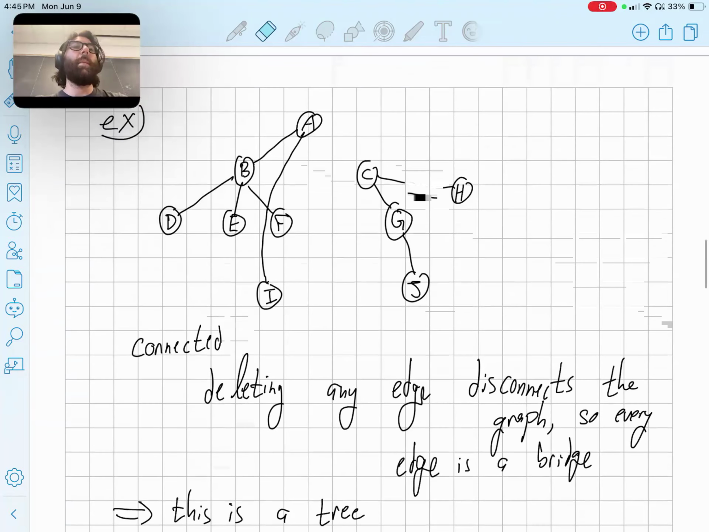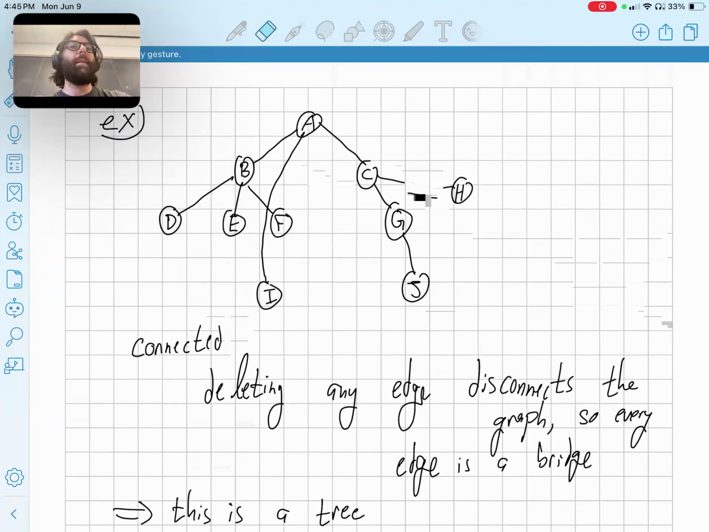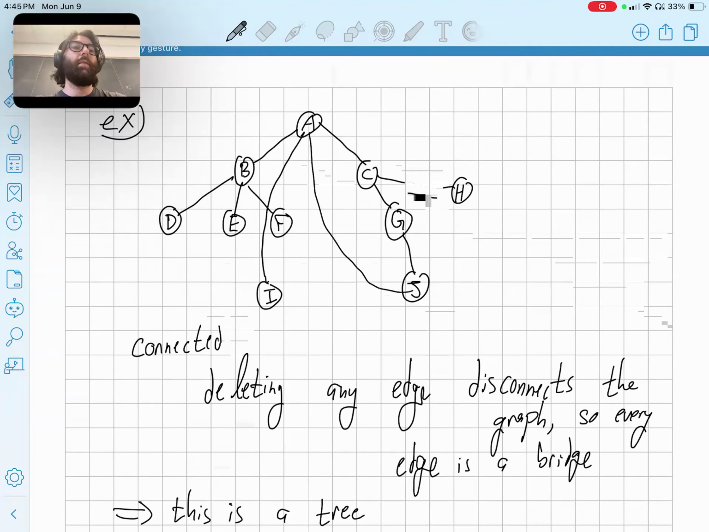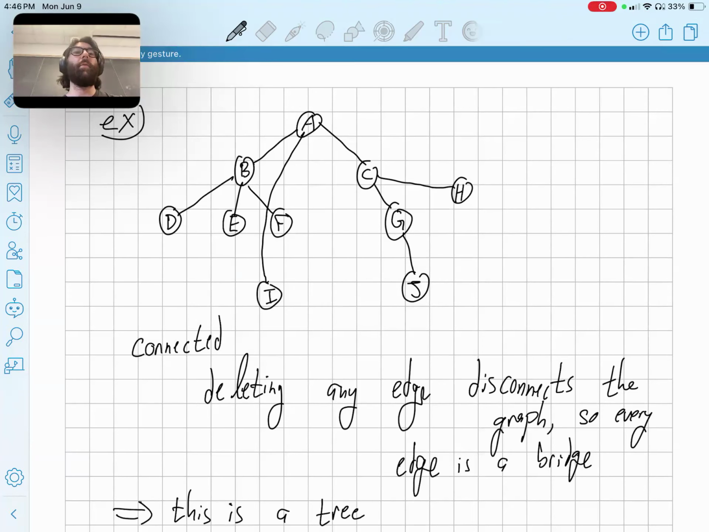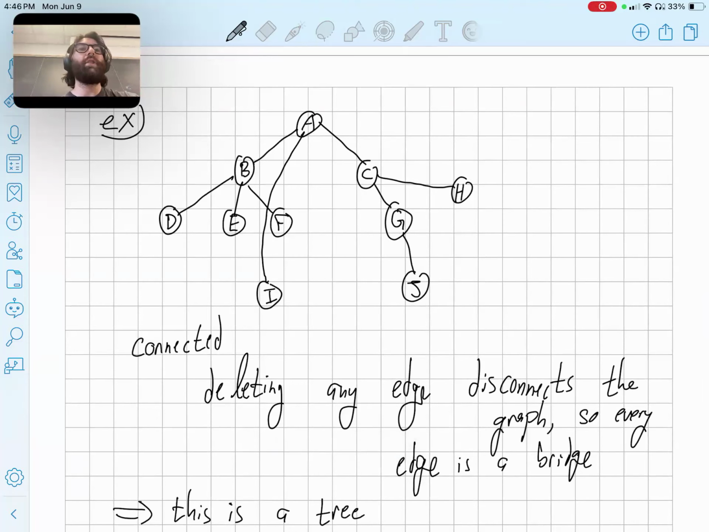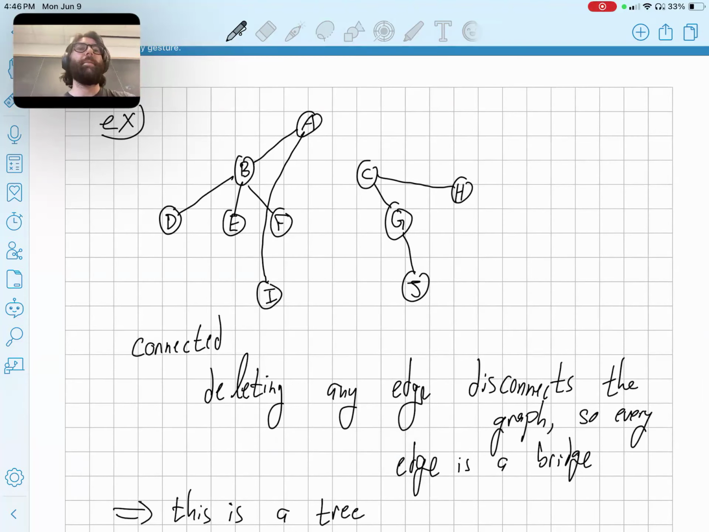Now, every edge is a bridge, which means, in other words, this edge AC is the only way to get from A to C. If I had some other way to get from A to C, so maybe if I had an AJGC, then that would be a circuit. So if I had another path to C, then AC wouldn't be a bridge, because if I deleted it, I could go on the other path.